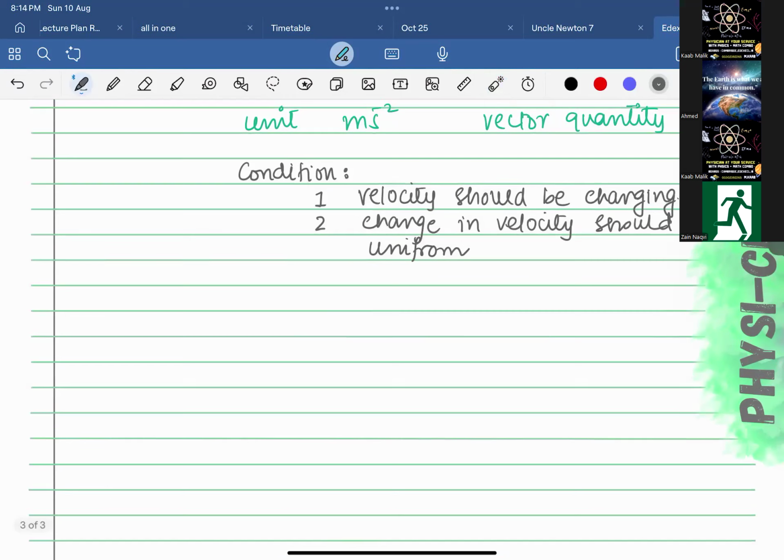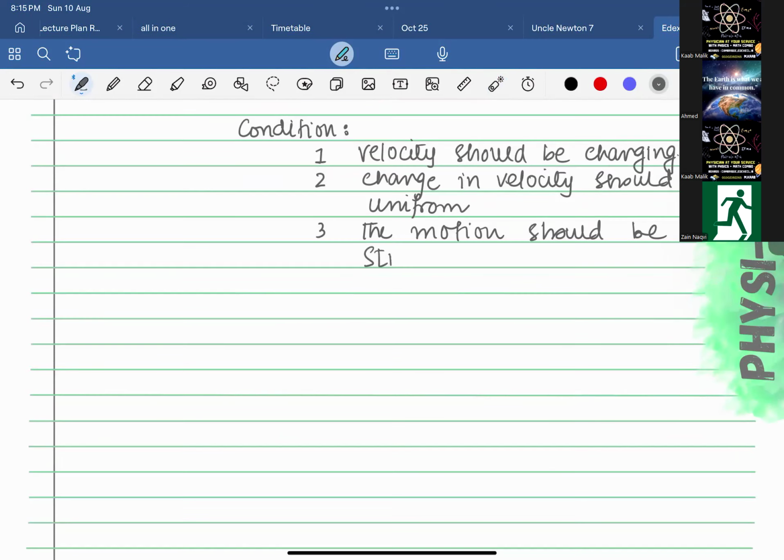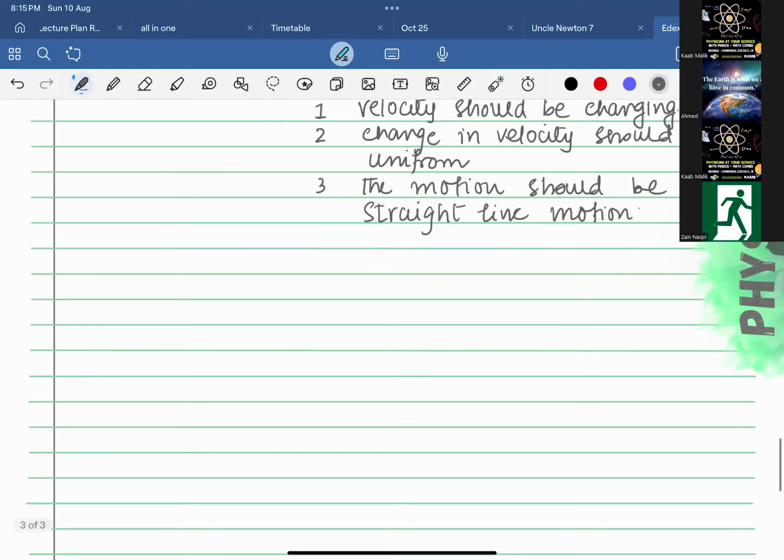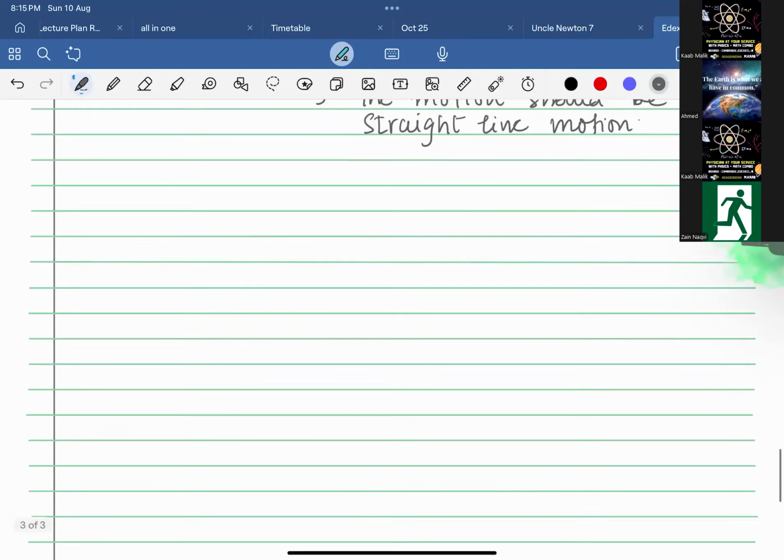The third thing is the motion should be straight line motion, or rectilinear motion. Otherwise you have to make changes in this formula, to take the direction into account.